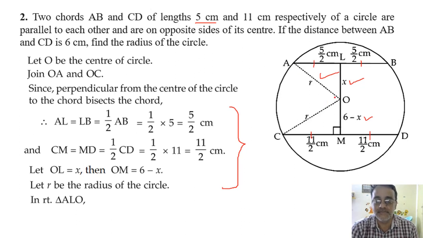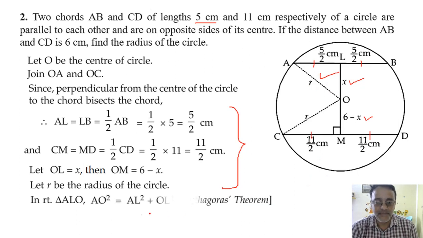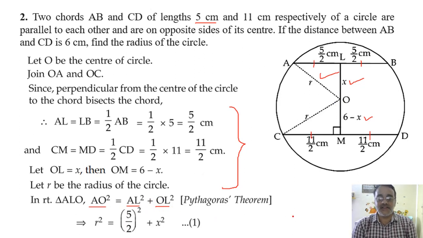Sir, AO square is equal to LO square plus AL square. Very good. AO square is equal to AL square plus OL square by the Pythagoras theorem. Now AO is the radius, that is r square, and the value of AL is 5 by 2, and OL we took as x. So r square is equal to (5 by 2) whole square plus x square. Let it be equation number 1. Any doubt here? No, sir.